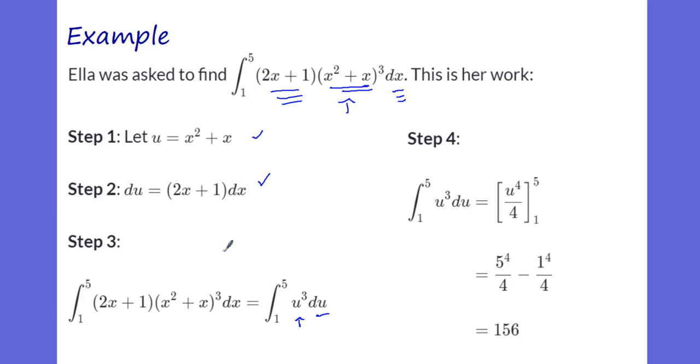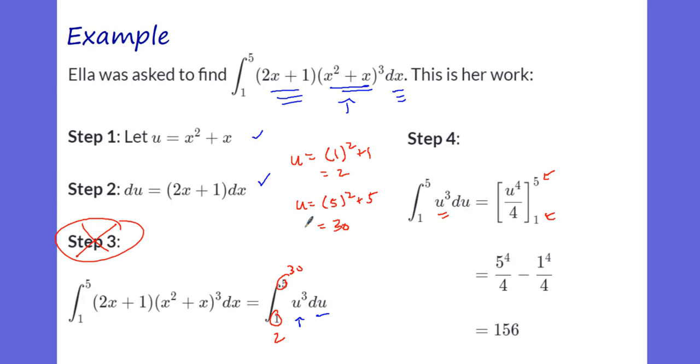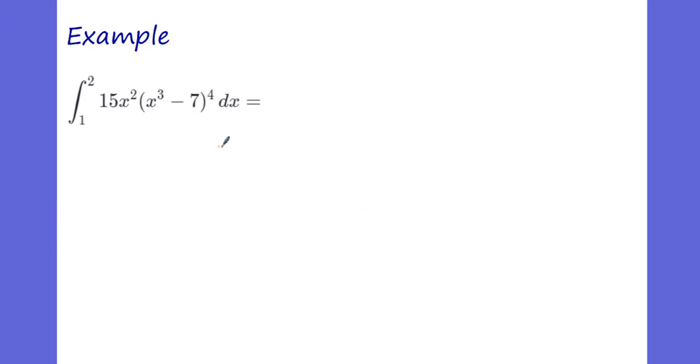What is the problem with that? We're not going from 1 to 5. You can see our limits have to be in terms of u values. We're going to be 1 squared plus 1, which is 2. That should be 2. And u equals 5 squared plus 5. That is 30. This should be 30. That step 3 was where she messed up, isn't it? She did a good job with her integration of u cubed. It was 1/4 u to the fourth power, but her evaluation was wrong because those needed to be substituted. So step 3 was where Ella made a mistake, yo.